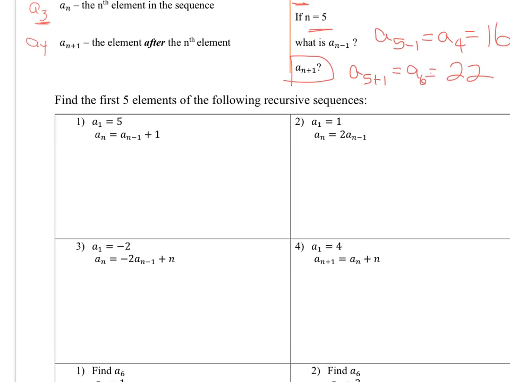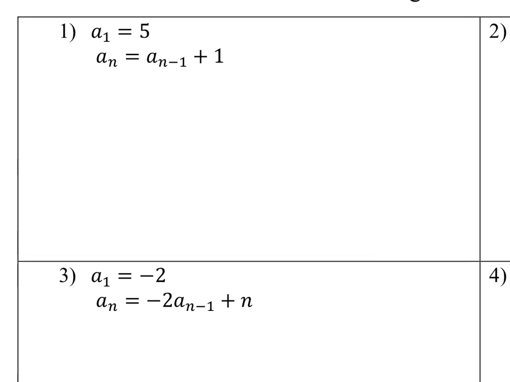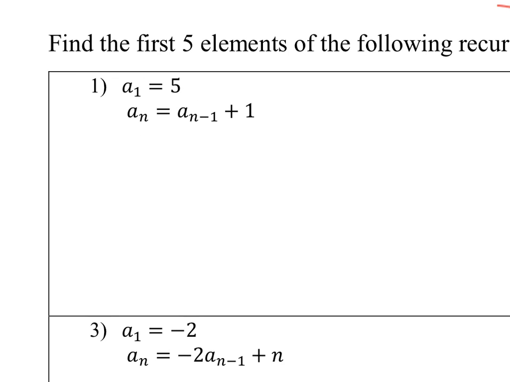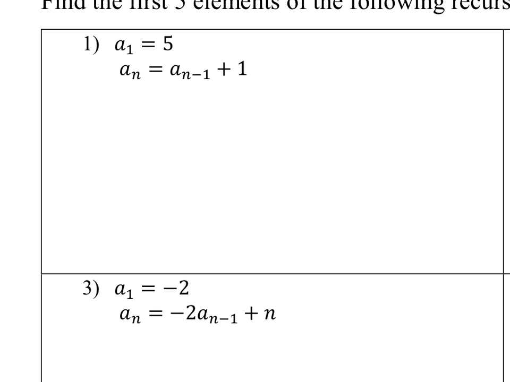So in the notation, when you're looking at these, you're going to notice a subscript here saying n minus 1. Now we can plug in 1, 2, 3, whatever, to find our terms. I find, though, it's a lot easier if you just think about it as the term before. So we want to find the first 5 elements, or the first 5 terms of this sequence. It's a recursive sequence, so it's based on the one before. Okay, so let's think about that.